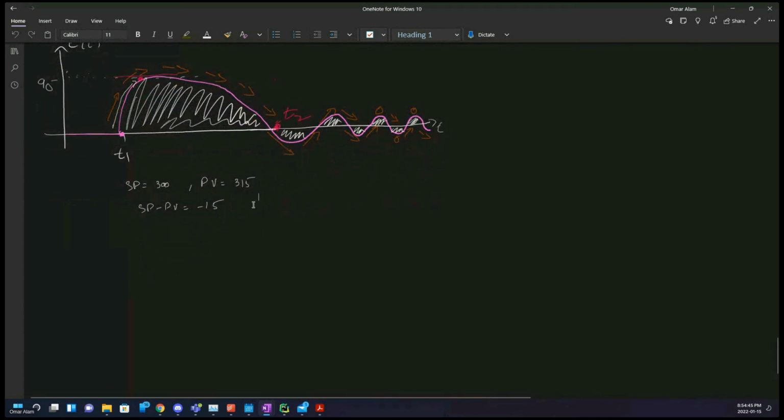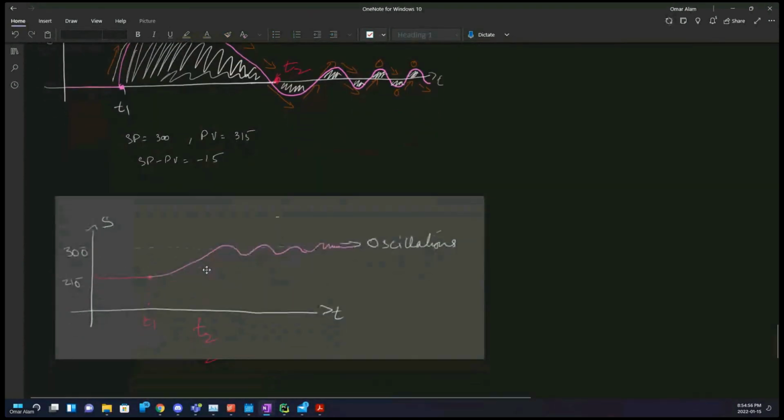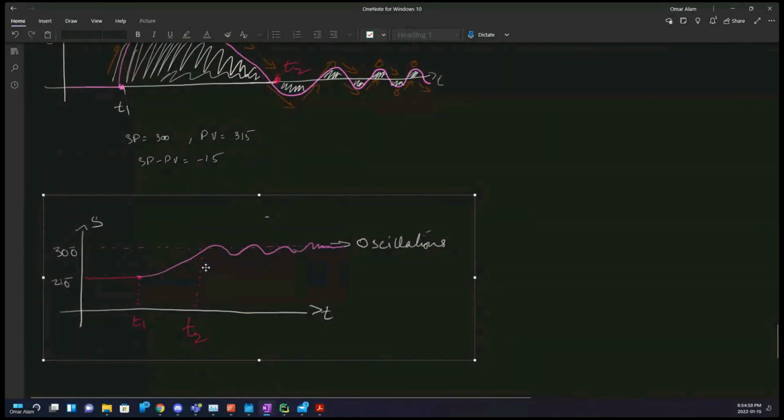So what happens is when we combine all of these terms together, since the derivative is acting in the opposite direction, over time it cancels out the oscillations completely. And what happens is that your system eventually either ends up achieving your set point or it gets really close, to the point where it's like 299.995 or something like that.